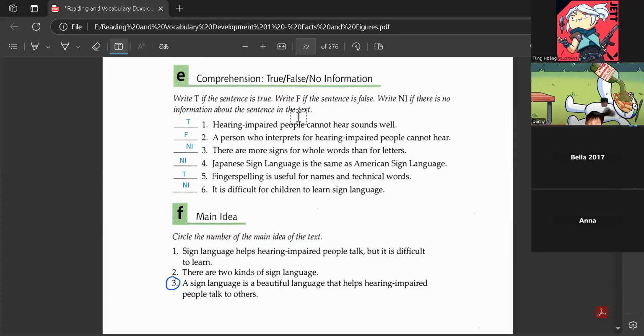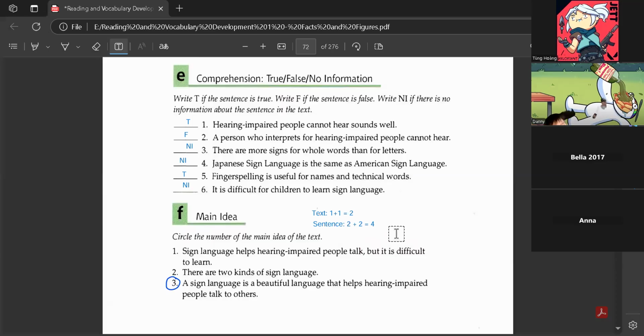Okay. So for example, if the text says that 1 plus 1 equals 2, and the question sentence says 1 plus 1 equals 3. I mean like the second says 2 plus 2 equals 4. So what is it? Is it no information or true or false? It's no information, right?